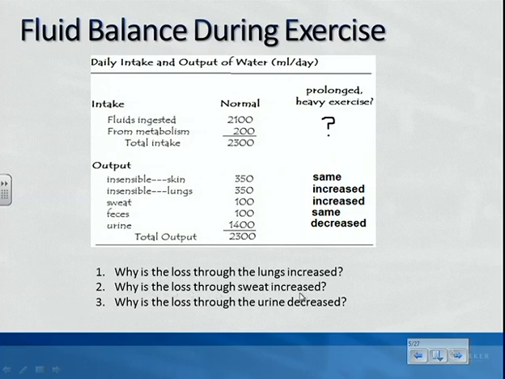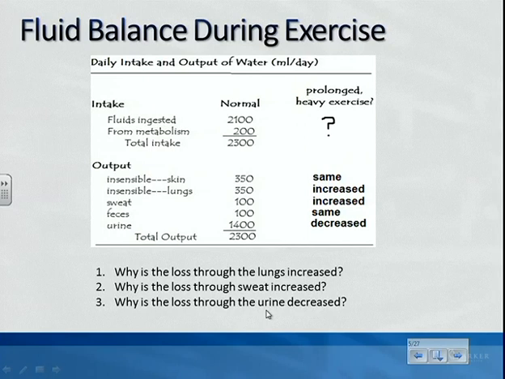So why, you already answered this one. Why does the loss through sweat increase? Because what's the purpose of the sweating? Temperature regulation. We even have a lecture this trimester about temperature regulation, so sweating will come into play. And why is the loss of urine decreased? That's done on purpose. That's just to allow you to maintain homeostasis.